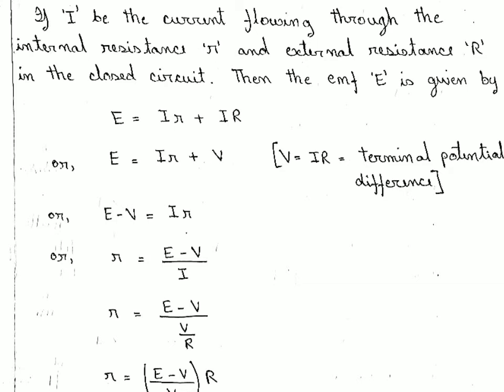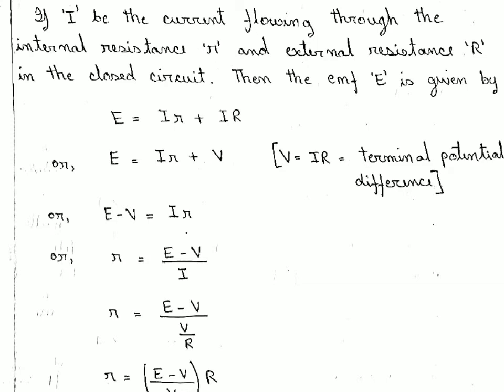So here I into capital R is known as the terminal potential difference, and that is denoted by V. So here we have E equal to Ir plus V. Then we bring V to the left hand side, we get E minus V is equal to Ir. Then again, cross multiplication, we have r is equal to E minus V divided by I.